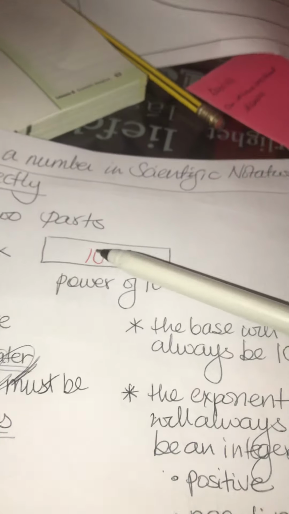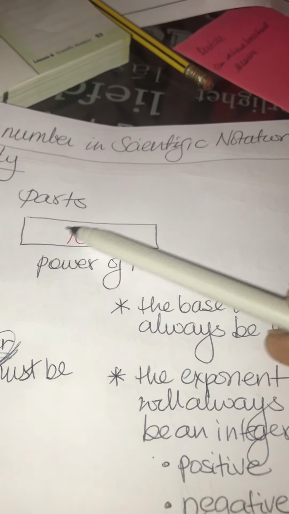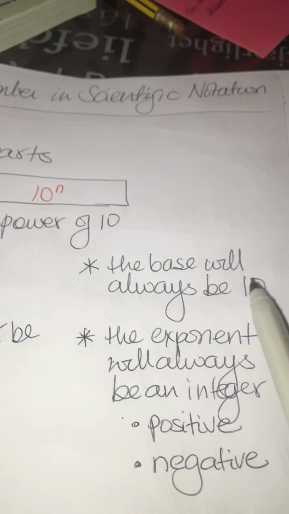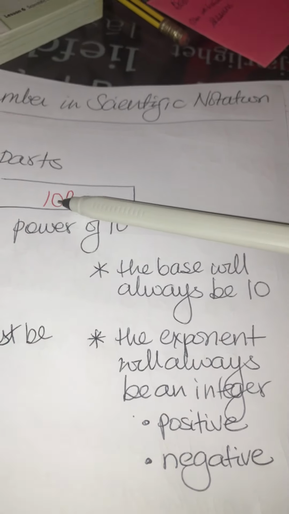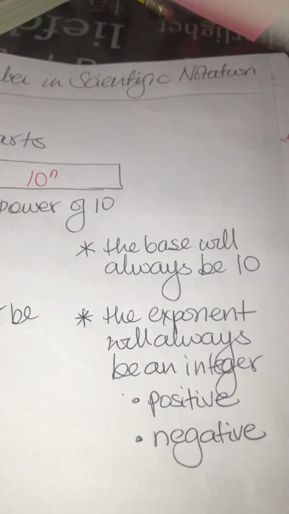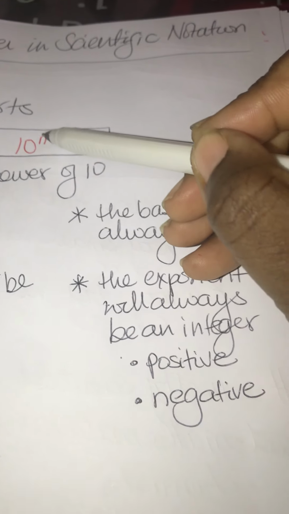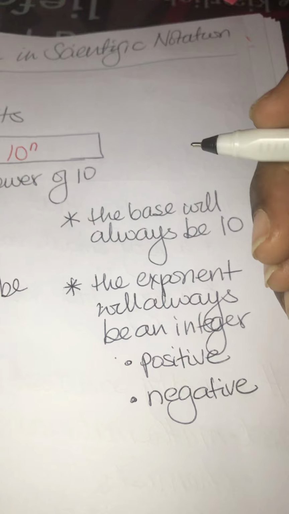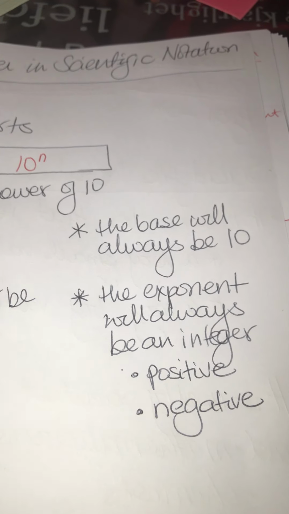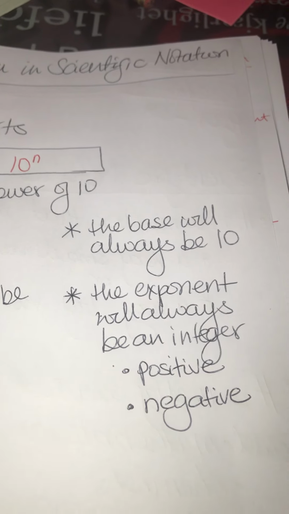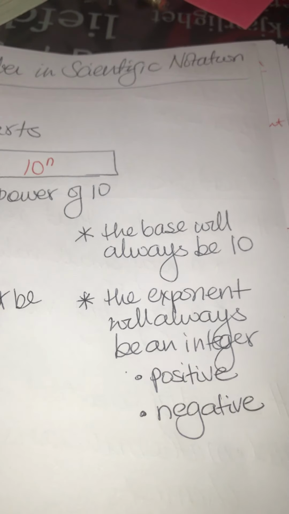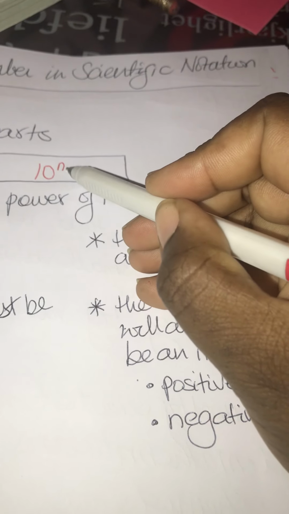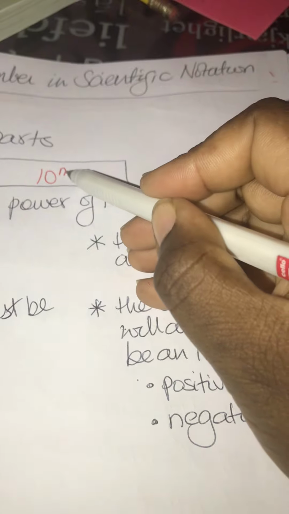Now, here, on the power of 10, the base will always be 10. This base must be 10 all the time. And your exponent, where we've written n, is an integer. What do we mean by integers? They have to be negative or positive whole numbers. I should not see a decimal over here. Okay?